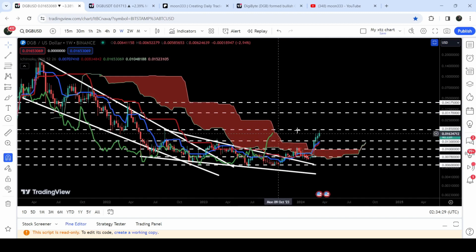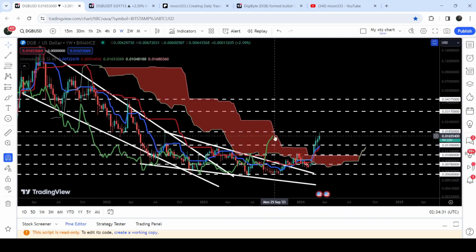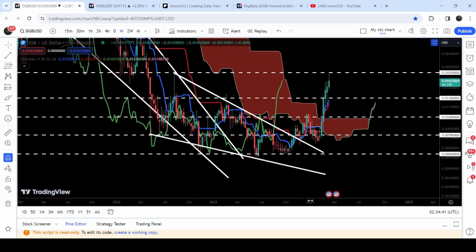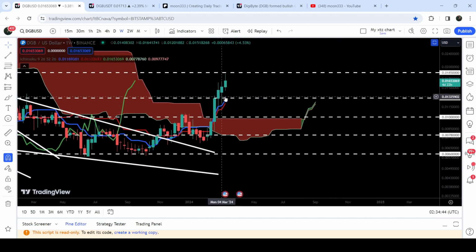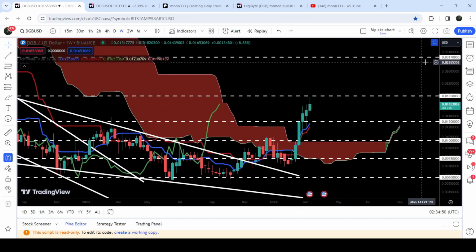The lagging span of the Ichimoku cloud has completely entered the buying zone, and soon it is about to break out the upper bands, or upper resistance, of this Ichimoku bearish cloud as well. We have also received a bull cross between the conversion line and the baseline of the Ichimoku cloud. That is a very powerful buying signal, especially on this 7-day time frame chart.